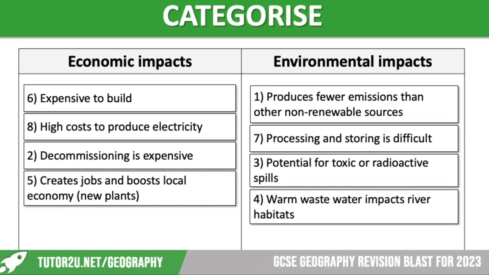So our economic impacts are that it's expensive to build, high cost to produce electricity, decommissioning is expensive, but it does create jobs and boost local economy by the new plants. There are lots of environmental impacts. It does produce fewer emissions than other non-renewable sources. Processing and storing is difficult. There is a potential for toxic or radioactive spills, and the warm water that comes as a waste byproduct impacts river habitats.